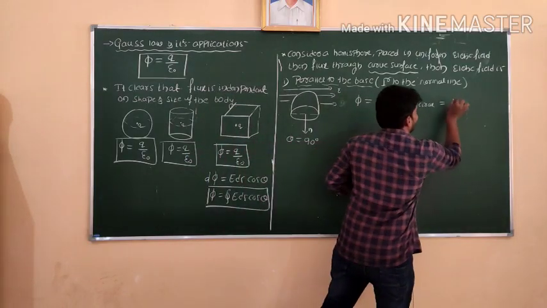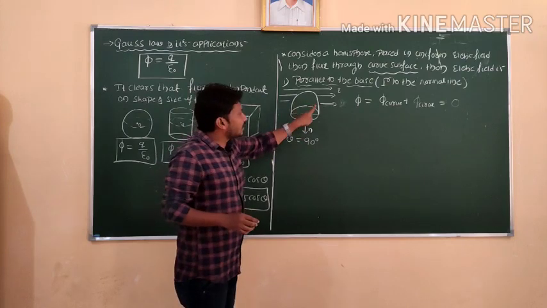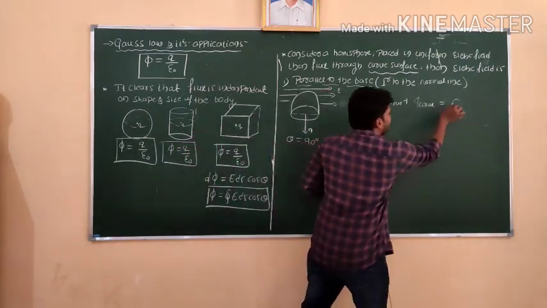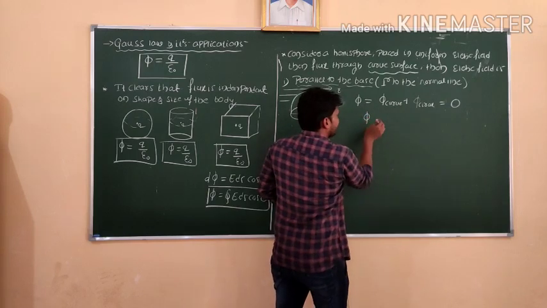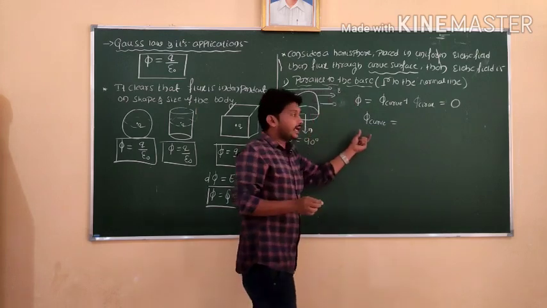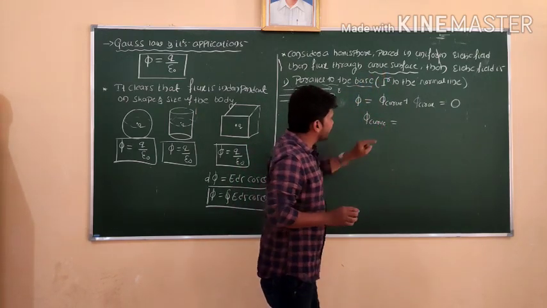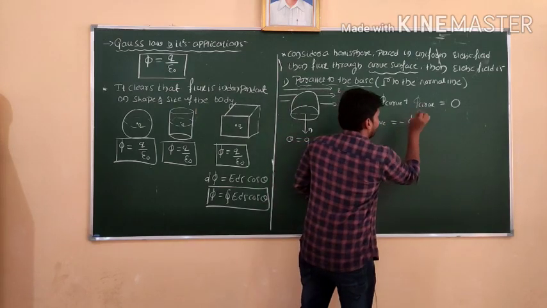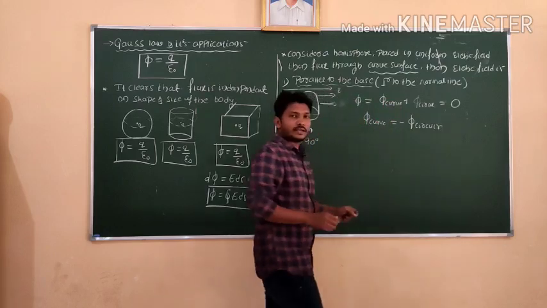So total flux value will be 0 here. What is the total flux value here? Total flux value is 0. If I take the total flux value as 0, shall I rearrange this equation? Electric flux in case of a curved surface. My intention is to determine the flux through the curved surface. So flux through the curved surface is equal to minus of flux through the circular surface here.